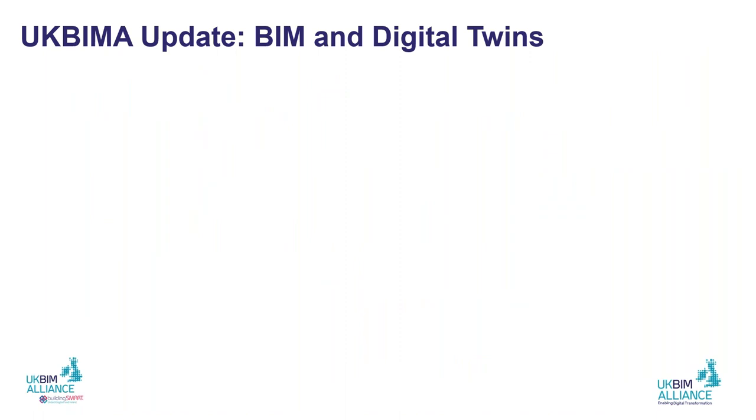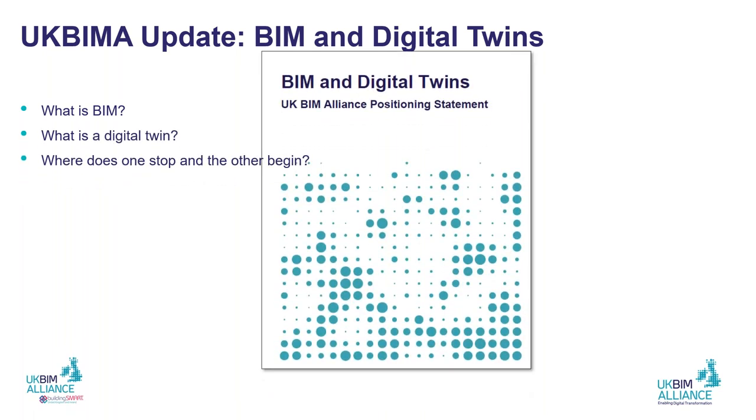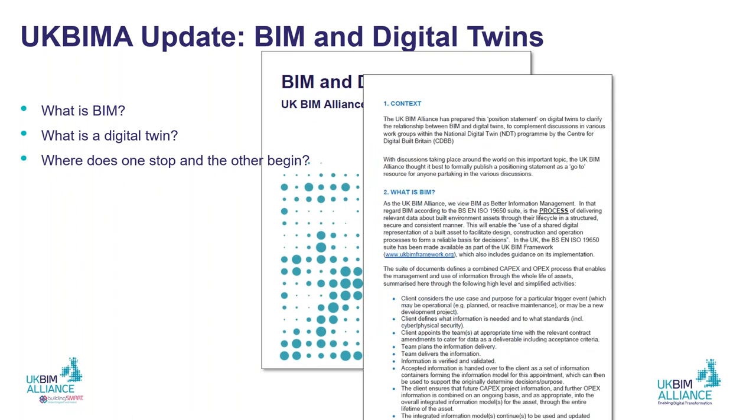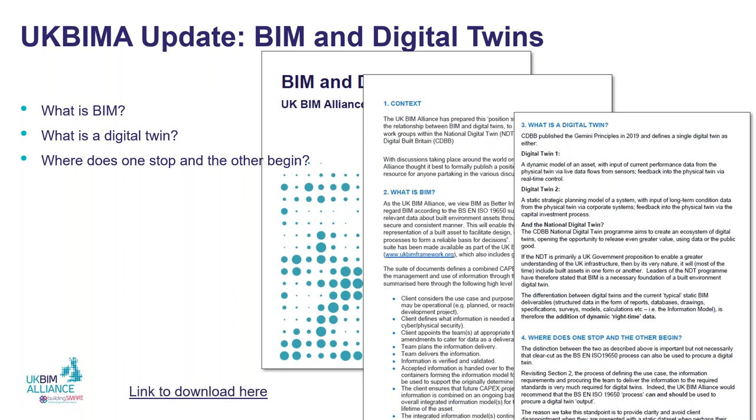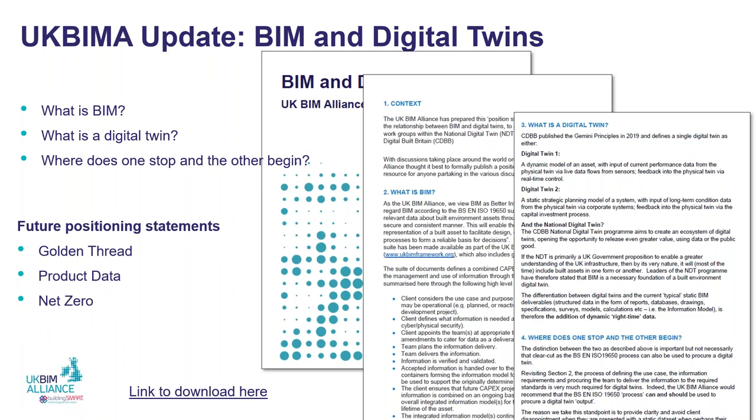What I want to touch on is the positioning statements as well. So we've published one and we've got a few more coming out. The first one we published was the BIM and digital twins one, where we talked about what BIM is, what digital twin is, where one starts and the other begins. It was a statement on behalf of the Alliance, and again, you can download that particular positioning statement and the link is there. As I mentioned, we're looking at some future positioning statements and they currently are looking at the golden thread, product data and net zero. If you think there are other statements that we should put out there, then please do get in touch and we will do that as well.